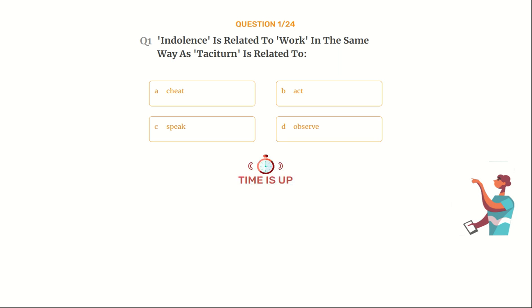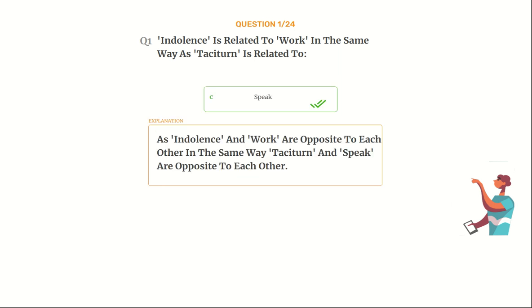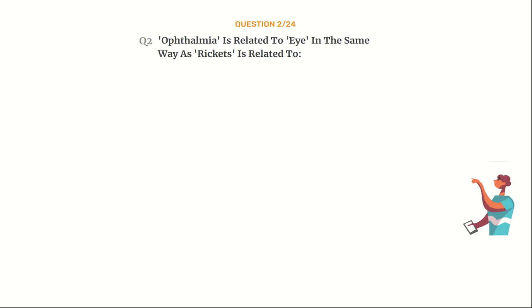The correct answer is Option C. Speak. As indolence and work are opposite to each other, in the same way taciturn and speak are opposite to each other. Question number 2. Ophthalmia is related to eye in the same way as rickets is related to? Option A.